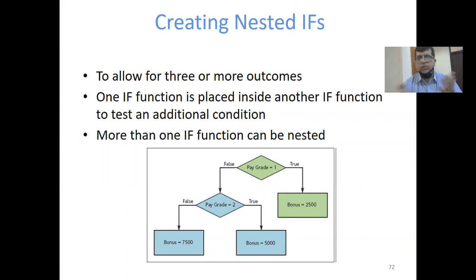To allow for three or more outcomes, one IF function is placed inside another IF. So IF inside IF inside IF, to test an additional condition. So more than one IF condition, for example, if pay grade is 1 and it is true, the bonus is 2,500. If the pay grade is not 1, then maybe the pay grade is 2. If it's 2, then the bonus is 5,000. If not, then the bonus is 7,500. So this is how three conditions are there.